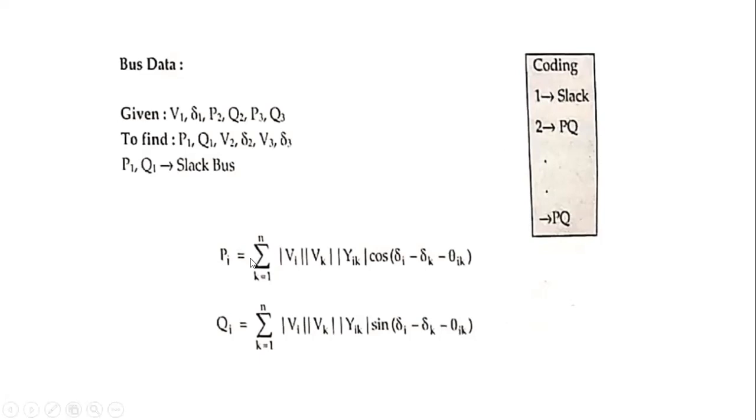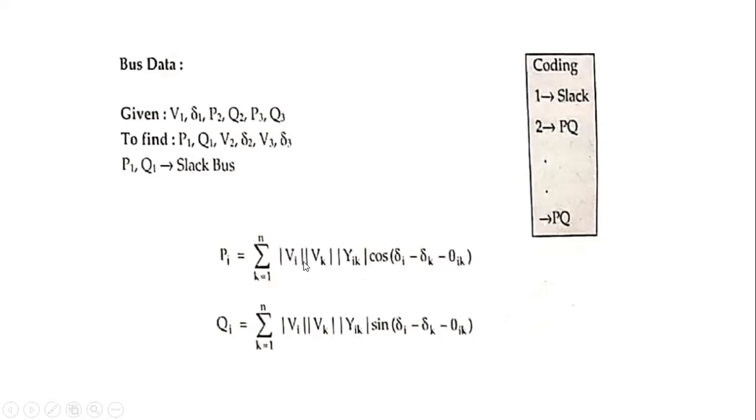Okay, therefore P1 is equal to V1 Y11, for K equal to 1, cos of minus theta 11. Why? Because delta 1 minus delta 1 will be cancelled, and only minus theta 11 remains. Plus V1 V2 Y12 for K equal to 2, cos of delta 1 minus delta 2 minus theta 12.